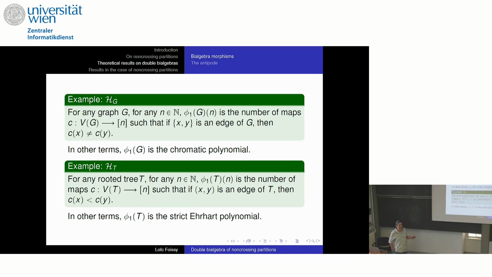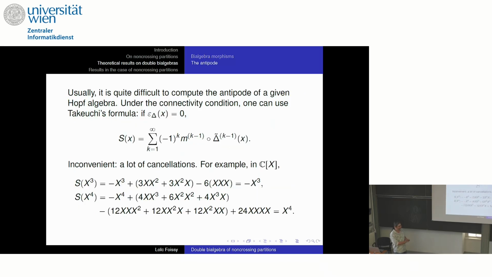These are Ehrhart polynomials. Usually they are not defined on trees, but rather on polytopes. But if you have a tree, you can define a polytope. It's just inequalities, and what you obtain is the Ehrhart polynomial of the polytope associated to the tree. So these are quite well-known polynomials. More or less well-known polynomials, I should say.